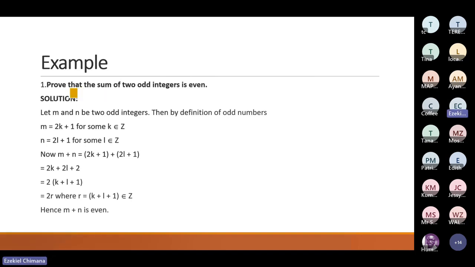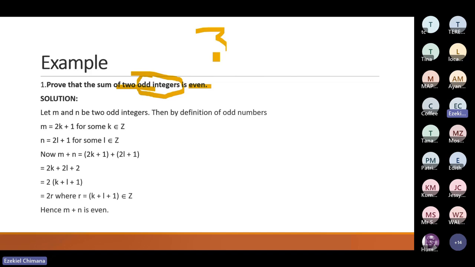So you are being asked to prove that the sum of two odd integers is what? Is even. You are not given anything, but you are given this keyword, odd integers. So you are just going to take two odd integers, and if you add those odd integers, you need to show us that the result is even.